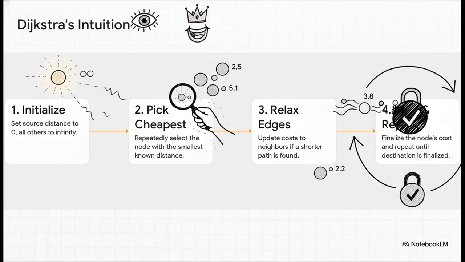It starts at the source, and it always expands its search from the node that is currently the cheapest to reach. At every step, it looks at its neighbors and basically asks, hey, does this new path I just found offer a cheaper way to get to you? Once it's absolutely positively sure it has found the cheapest path to a node, it locks it in and never looks back. It just keeps repeating this, greedily picking the next best option until the destination itself is locked in.